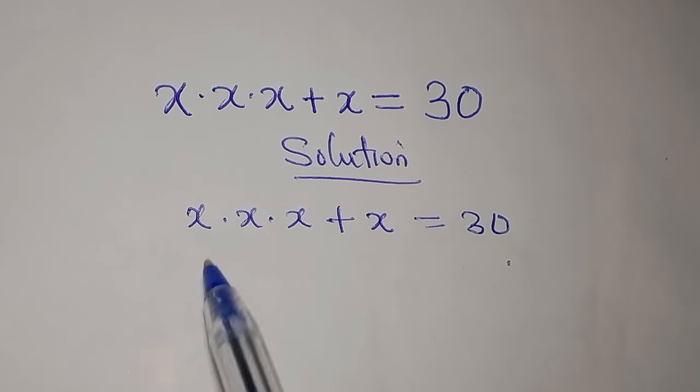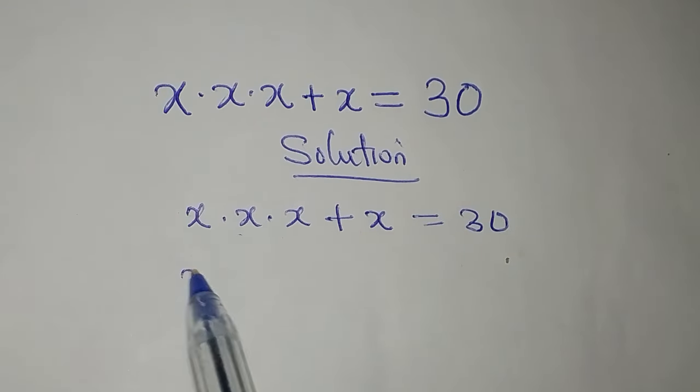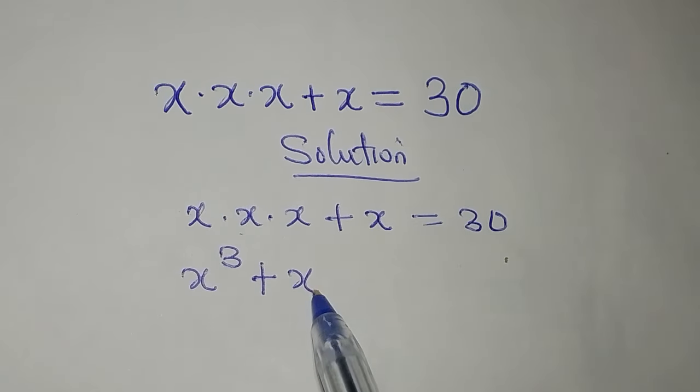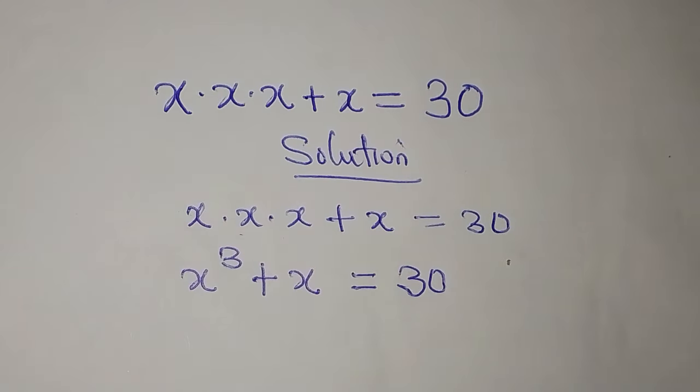The first step: x multiplied by x multiplied by x will give us x to the power of 3, then plus x. This is equal to 30. Remember that the dot right here shows multiplication.